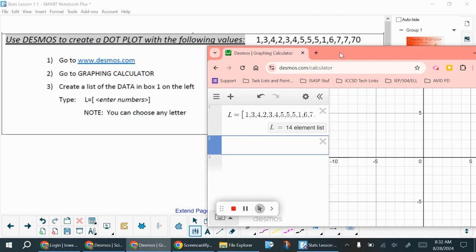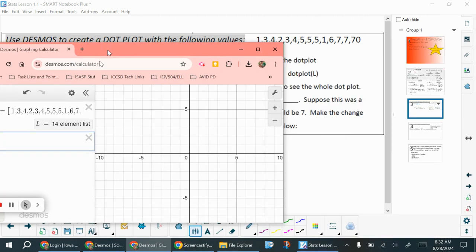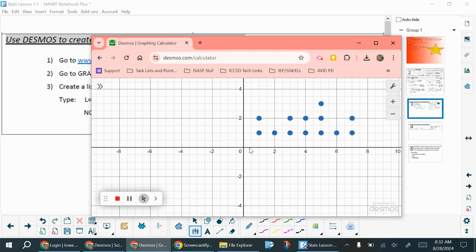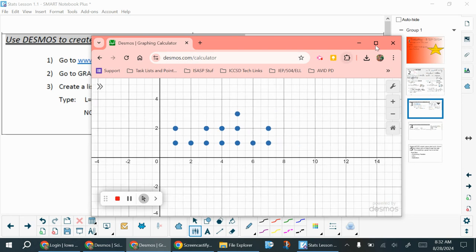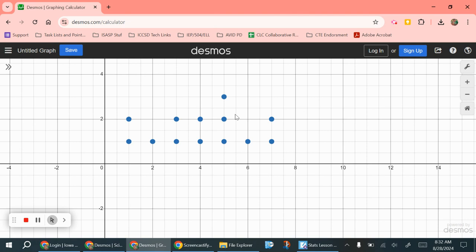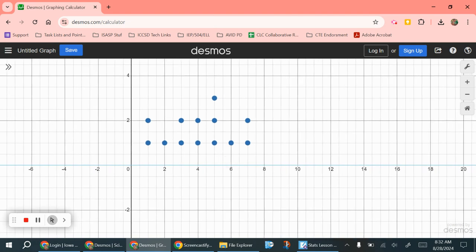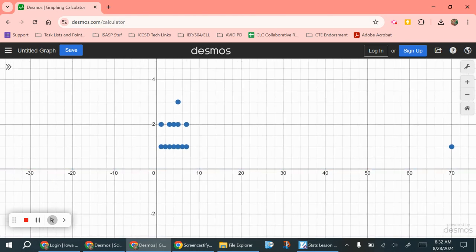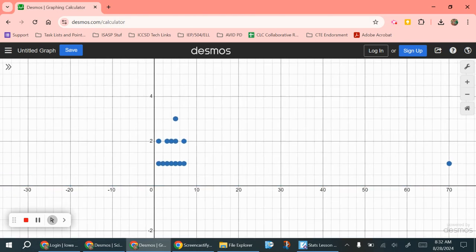From here, I'm going to keep following these directions. It says I'm going to type dot plot parentheses L. Now spell it right, or it does not work. Dot plot parentheses L. If you used a different letter, that's okay. You just have to use the same letter there and there. And what that does is it creates a dot plot for me. You can see there's 13 dots. If you notice you're missing a dot, that's because we've got the 70 way out there. So now I've got my whole set of data showing on the screen.